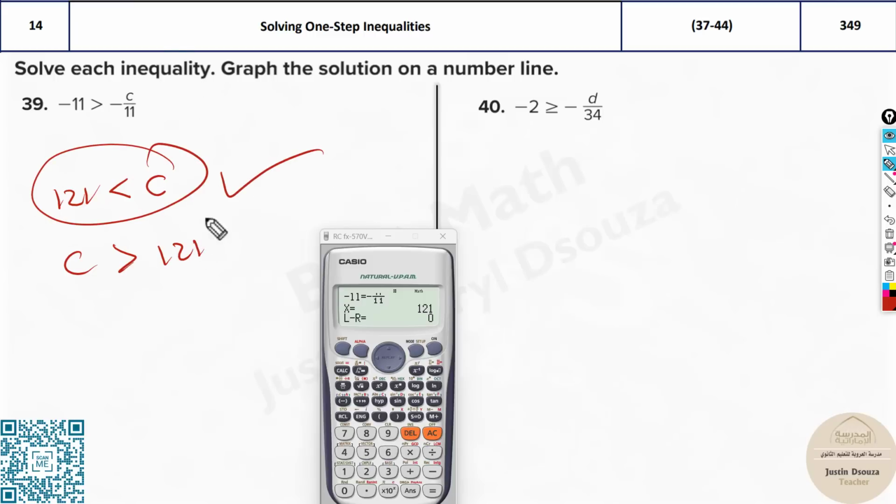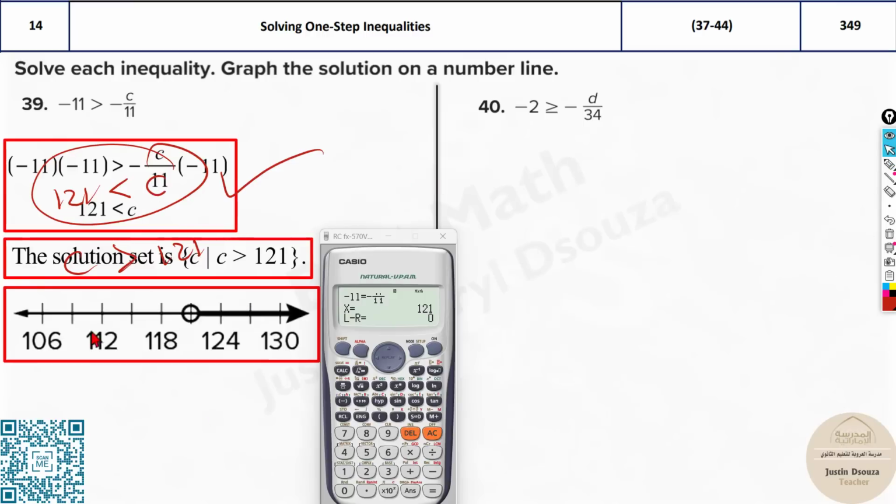But now since you have to look into the options, you may not get this particular option. You will have this option. Okay. C is greater than 121. So answer will be generally written C first. Or it might be given as the number line. Number line is very easy as well. So that is the thing.